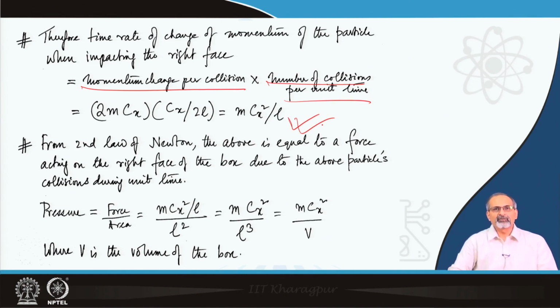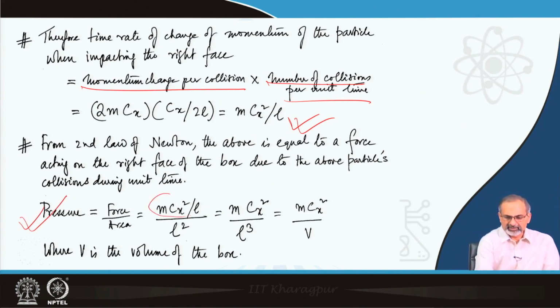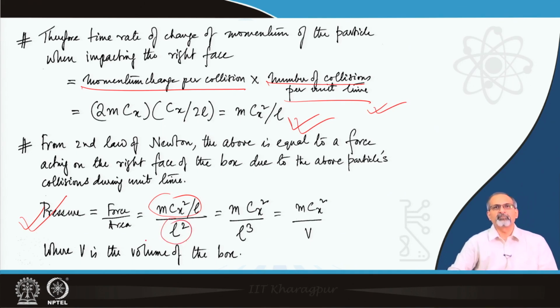And from the second law of Newton, the above would be equal to the force acting on the right face of the box due to the above particles' collision during unit time. That gives rise to the pressure, which is nothing but force per unit area. So, we obtained the expression for force through the time rate of change of momentum in this equation, and then we divided by the area, which is nothing but the area of that face of the box, the right face of the box, and therefore, we came up with an expression like this for pressure.